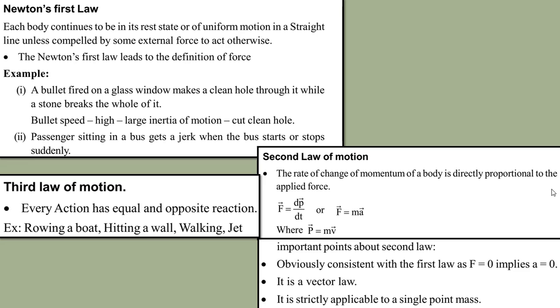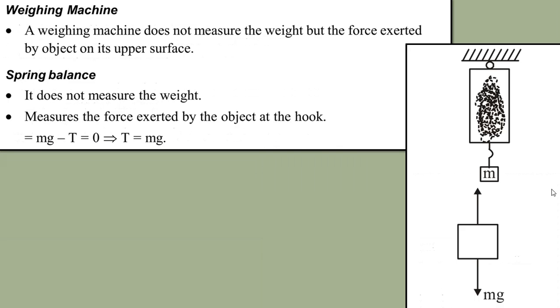The third law of motion: every action has an equal and opposite reaction. This is a very simple law given by Newton. Examples: rowing boat, hitting wall, walking, jet. Then weighing machine. A weighing machine does not measure the weight but the force exerted by the object on its upper surface. Spring balance does not measure the weight, it measures the force exerted by the object at the hook. Mg minus T is equal to 0, T is equal to Mg. So in the figure I have shown.